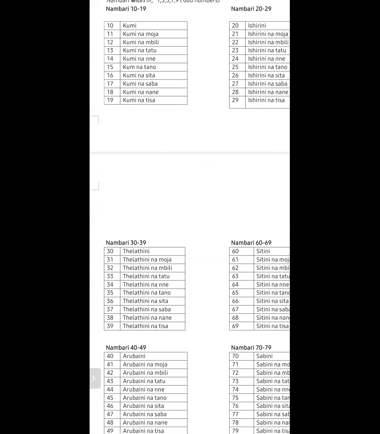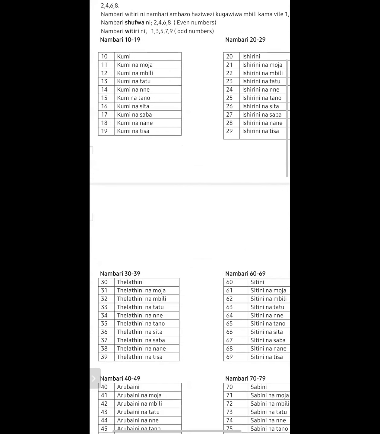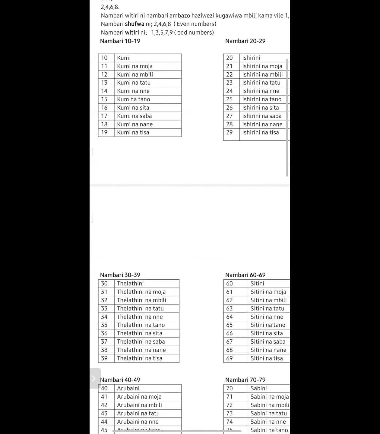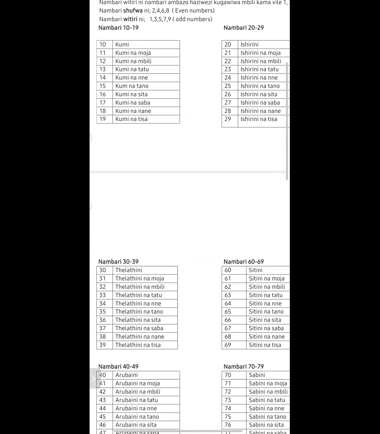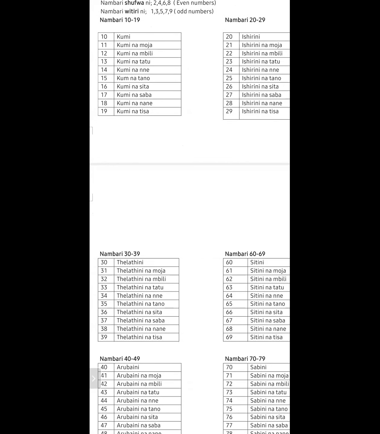Go up. Kumi. Kumi na mbili. Kumi na tatu. First, no, kumi. Start from kumi. Kumi. Kumi na moja. Kumi na mbili. Kumi na tatu. Kumi na nne. Kumi na tano. Kumi na sita. Kumi na saba. Kumi na nane. Kumi na tisa.